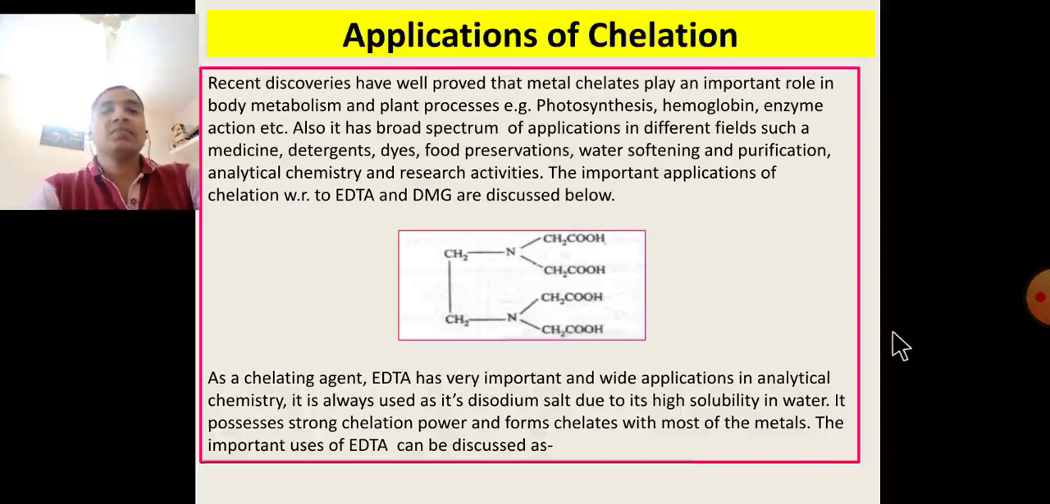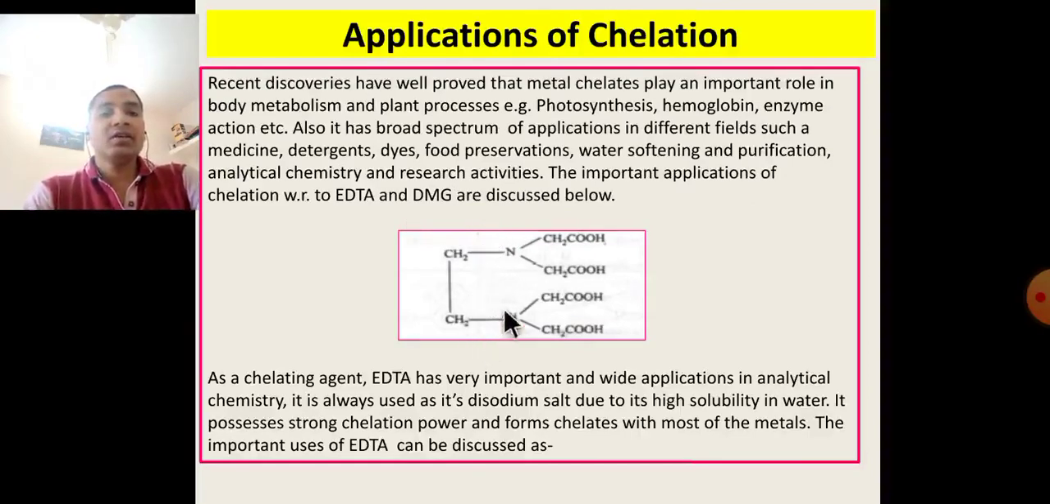Application of chelation. Recent discoveries have well proved that metal chelates play an important role in body metabolism and plant processes, for example photosynthesis, hemoglobin, enzyme action, etc. Also, chelation has a broad spectrum of application in different fields such as medicine, detergent, dye, food preservation, water softening and purification, analytical chemistry and research activities. The important applications of chelation with respect to EDTA and DMG are discussed below.